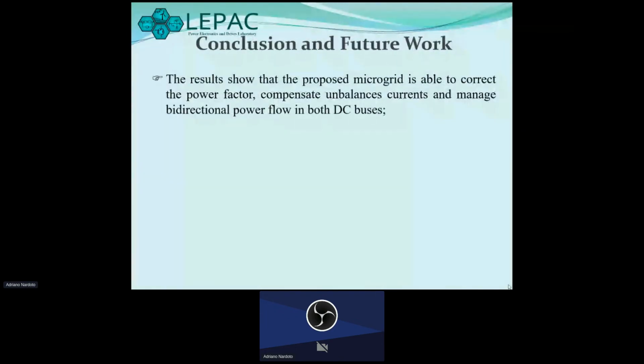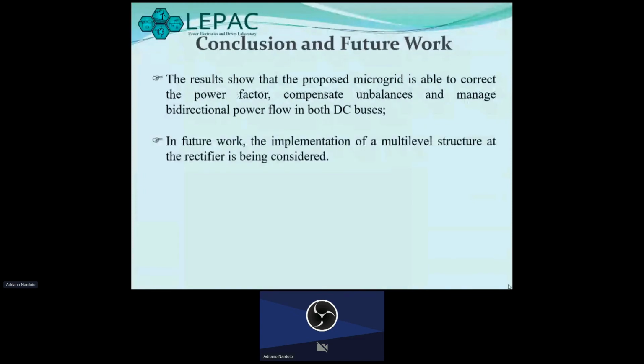Conclusions and future work. The results show that the proposed microgrid is able to correct the power factor, compensate imbalanced currents, and manage bidirectional power flow in both DC buses. In future works, the implementation of a multi-level structure at the rectifier is being considered.